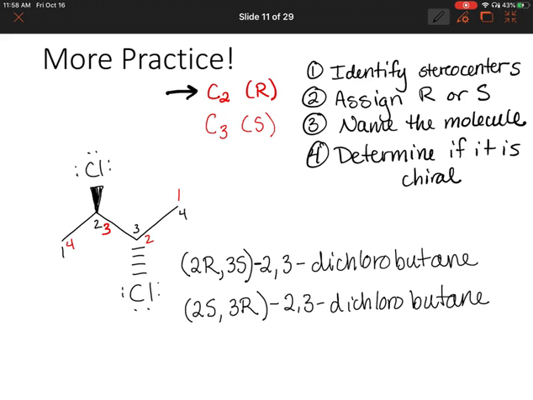So are either of these more correct than the other? No, they're the same. Because this molecule has chlorines on the middle carbons, it doesn't really matter which way you number it. If you gave either of these names to somebody, they would be able to draw the same molecule, so it doesn't matter. So we'll write both are correct.